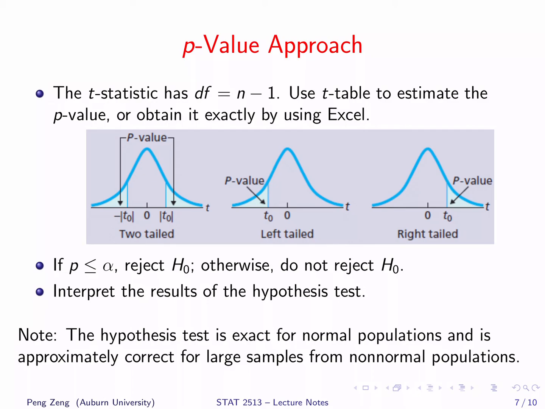After calculating the p-value, we compare it with the significance level alpha. If the p-value is less than or equal to alpha, reject H0. Otherwise, do not reject H0. Last, make sure to interpret the result of the hypothesis test. Notice that the hypothesis test is exactly correct for a normal population and is approximately correct for larger samples from a non-normal population. It is guaranteed by the central limit theorem.